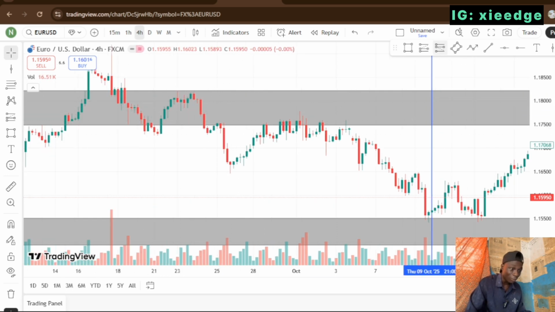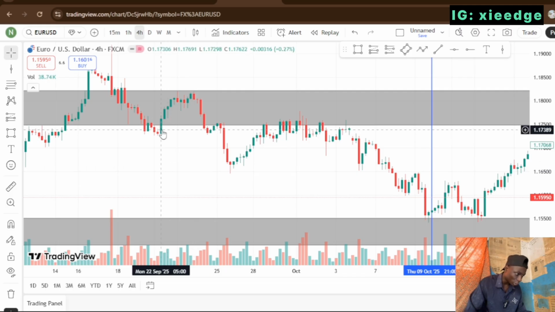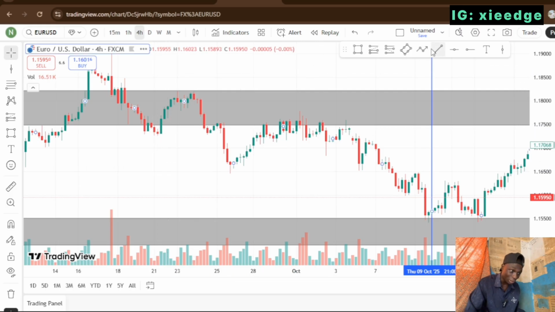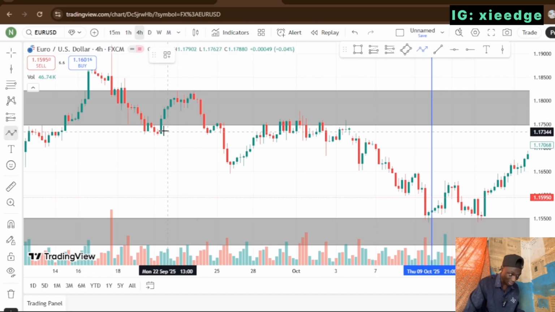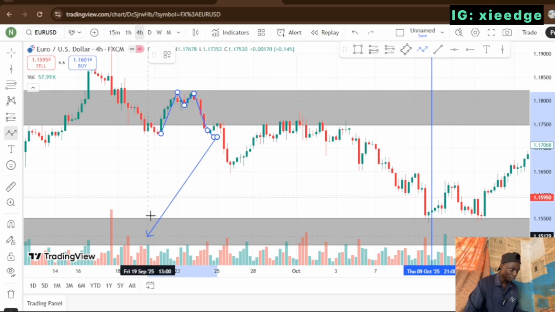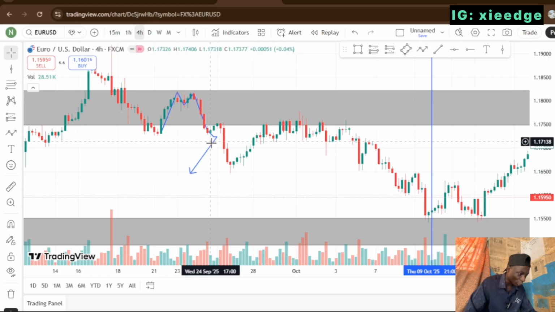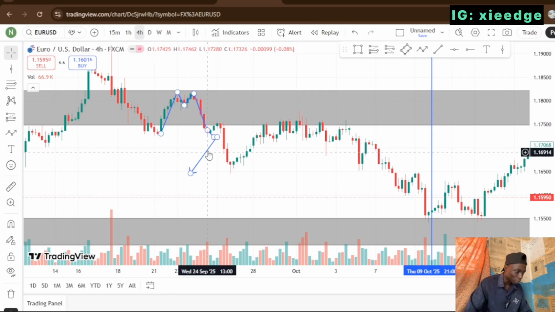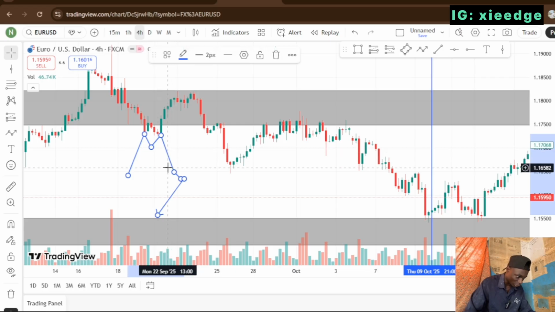the market gave us something lit, and the thing is a double bottom. The market is in the resistance. You only sell when the market is in the resistance, and you buy when the market is in the support. So this is the double bottom here. Simple. As you can see, this is where the double bottom is.